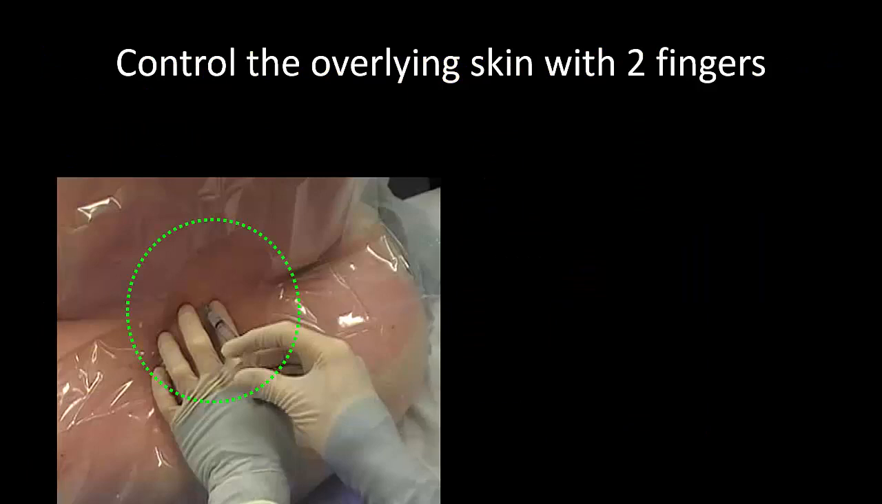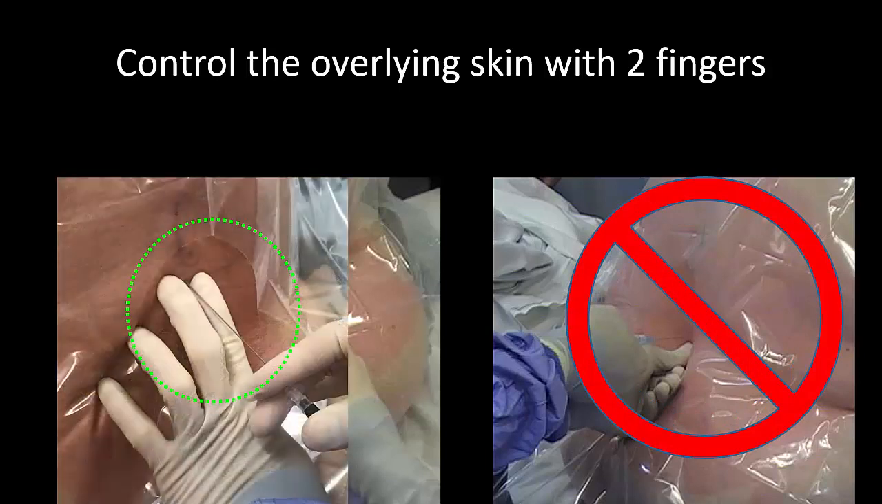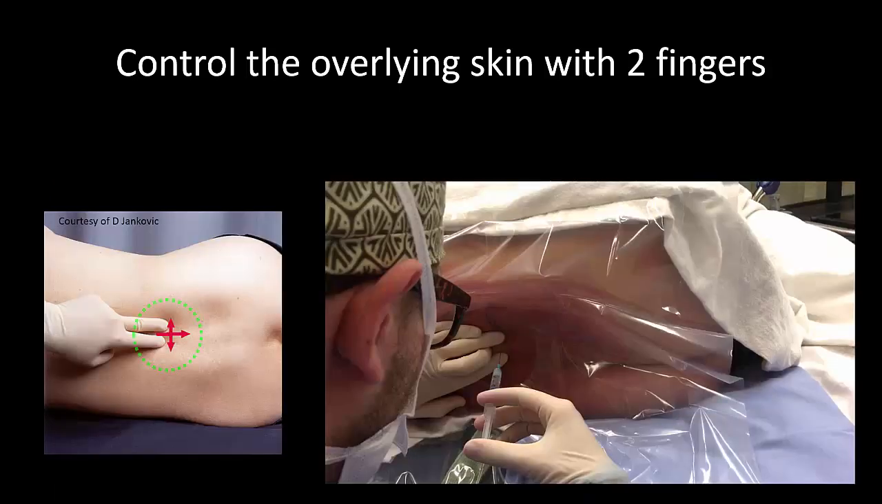In another video on the fundamentals of spinal anesthesia and lumbar puncture, I have emphasized the importance of controlling the overlying skin with 2 fingers of your non-dominant hand for palpation and fixation. Do not use your thumb to palpate, as it serves little additional purpose. The 2-finger palpation and fixation technique also applies if you are using a 20-gauge or 22-gauge spinal needle. With the patient in a lateral position, your hand is rotated, but the same 2 fingers are used to control the skin.